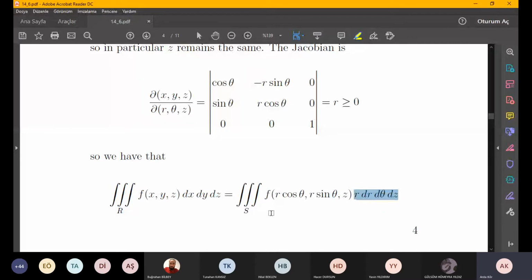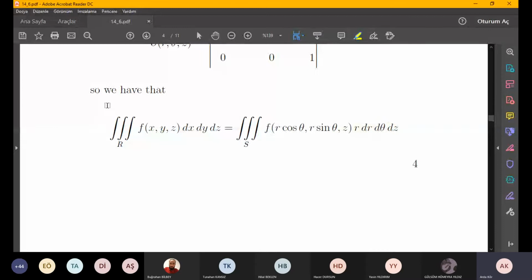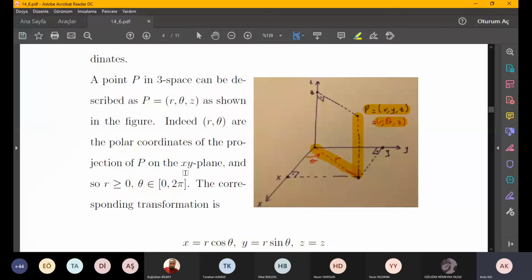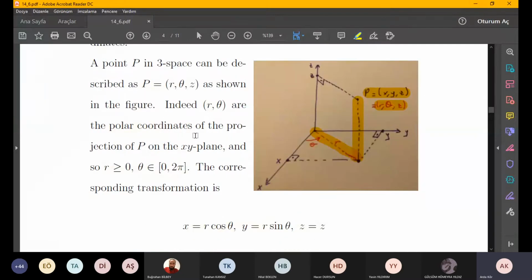In terms of r, theta, z over S. So we have the same steps. You can say that we have the same as for polar coordinates, but here we are dealing with, of course, functions of 3 variables.